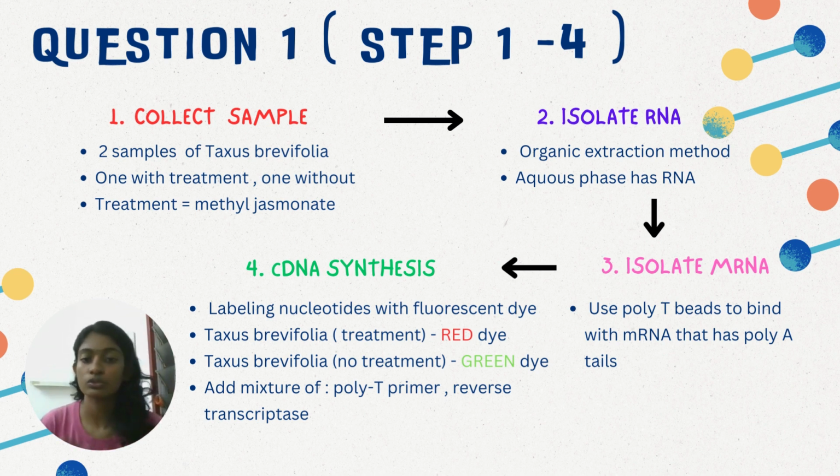Here we need to label nucleotides with two different types of fluorescent dye, which are red dye and green dye, to differentiate between samples with treatment and samples with no treatment. Then we add a mixture of poly-T primer and reverse transcriptase to proceed with cDNA synthesis.